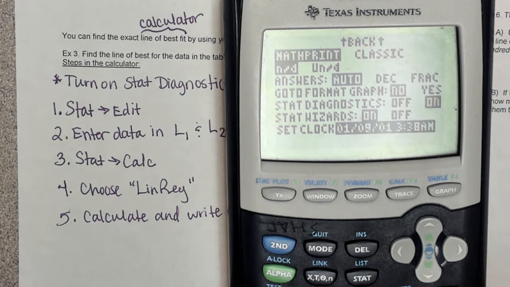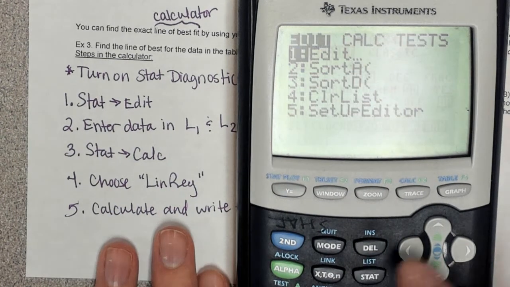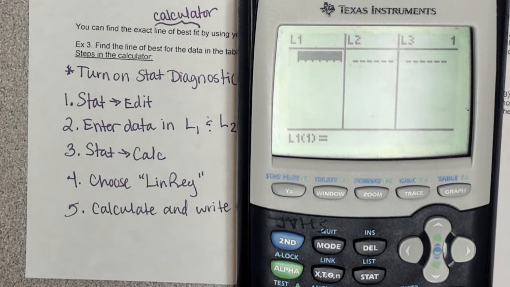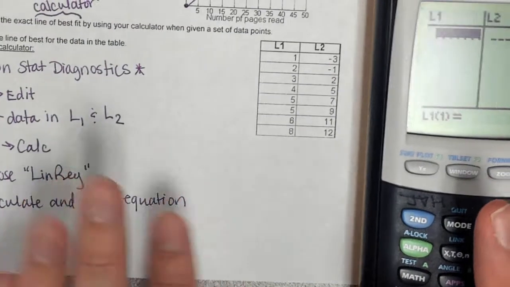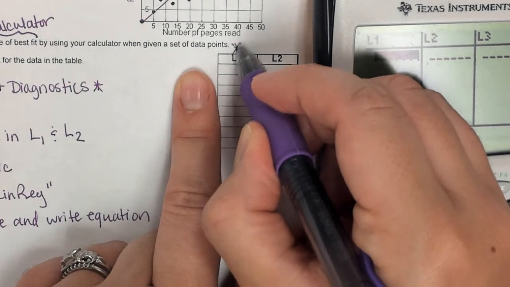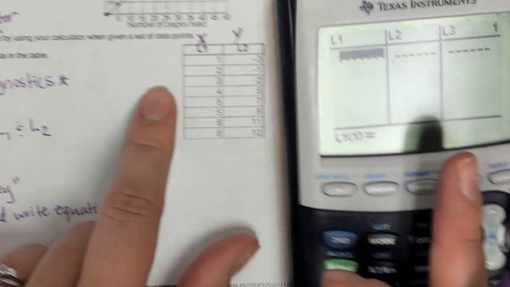Okay. From here, now we're going to follow these steps. So hit stat. Stat is the second button from the top on the right. Okay? And you want edit. So hit number 1 for edit. And you should be looking at this. We all should be looking at the same screen because we all have cleared our calculators. Okay? All right. From here, you're going to enter your data. And our data has been given to us in this table right here. So X's appear in L1, Y's appear in L2. So we're just going to type in these numbers followed by enter.